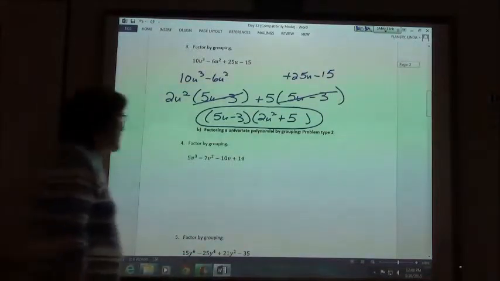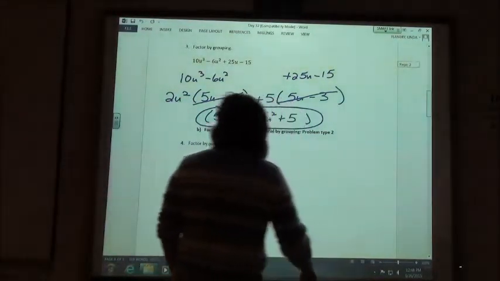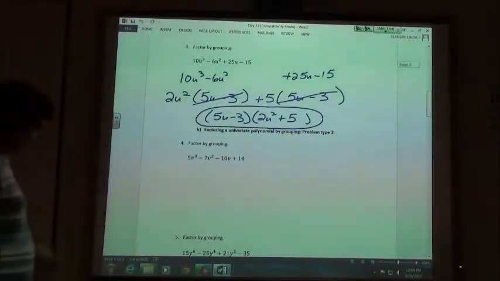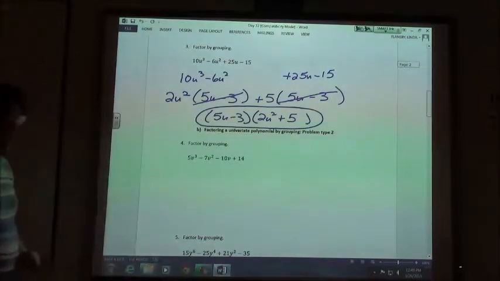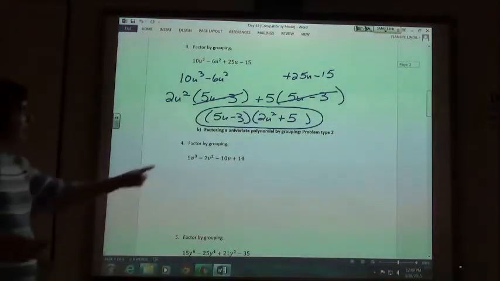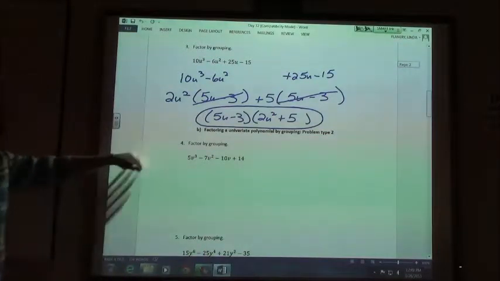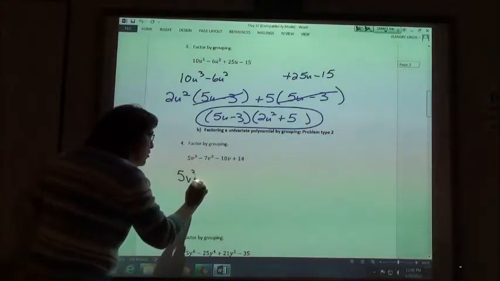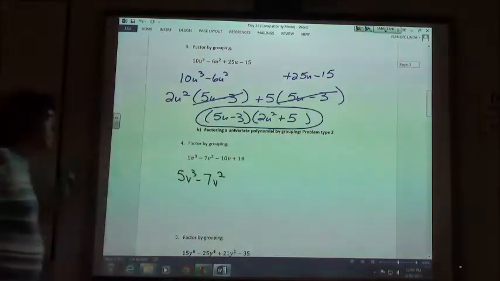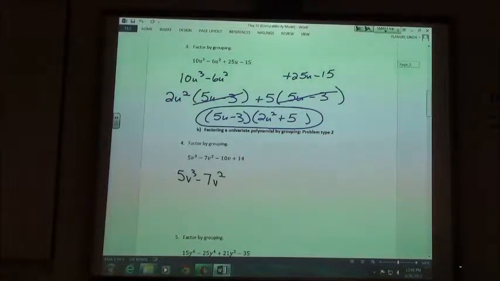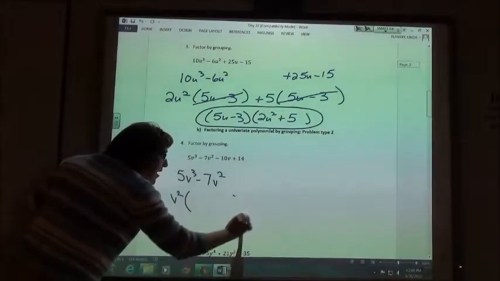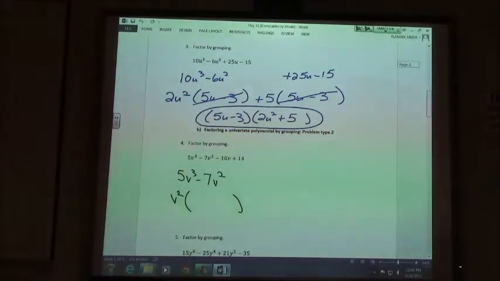All right, now number 4 pretty much looks like the ones we did in number 3. I don't know why they put that in this section unless they made it a little harder. But you'll also see, when we get to number 5, we're going to have some higher exponents. Same thing, as long as they've got it in the proper order, just take the first two together and start there. So if I have a 5v to the third minus a 7v to the second, my greatest common factor? v squared. 5 and 7 are only both divisible by 1. If I take out my v squared, I'm going to have 5v minus 7.